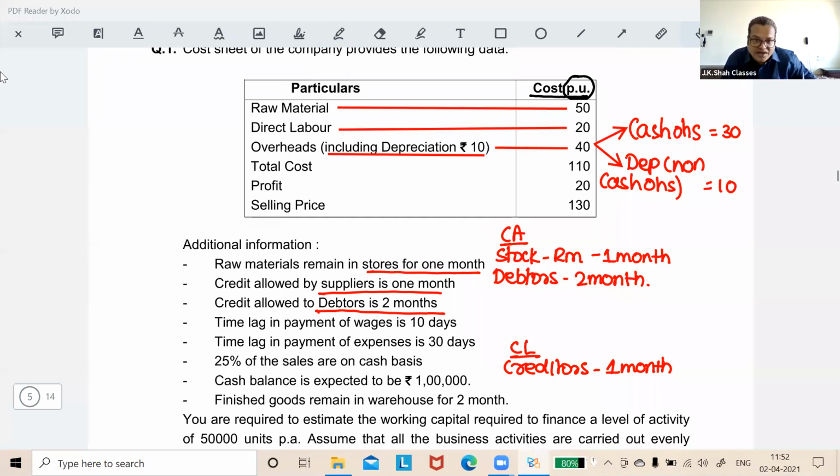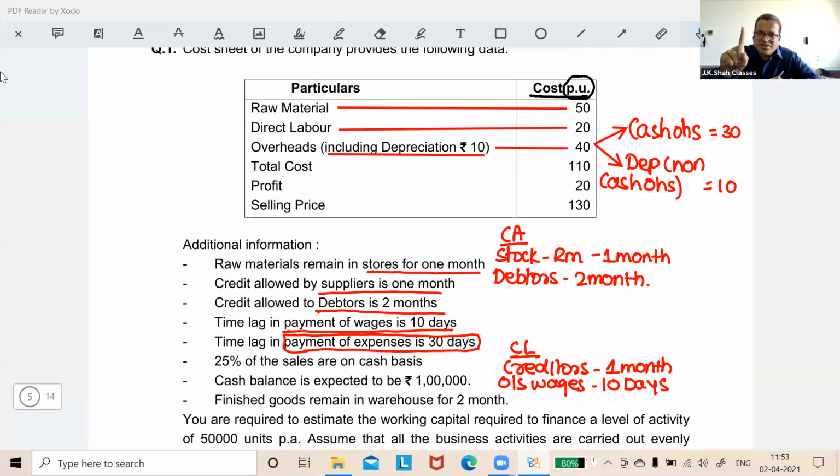and that's why our working capital requirement increases. Time lag in payment of wages is 10 days. See, we are trying to secure some credit from wherever possible, so our working capital requirement comes down. So outstanding wages, we are managing to secure a 10 days credit from them. Time lag in payment of expenses, 30 days. Guys, now you need to tell me which expenses we are talking about. Cash overheads or non-cash overheads?